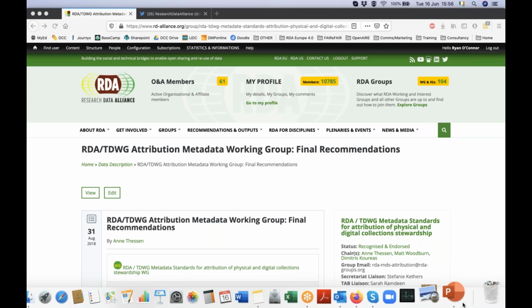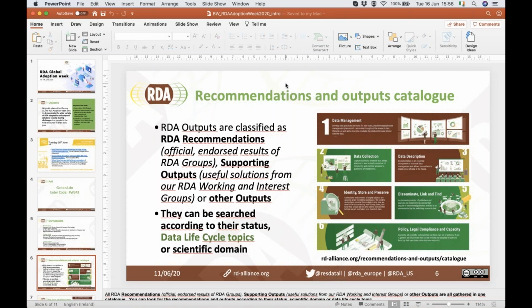I'll just quickly go over it. I wanted to tell our audience about the recommendations and outputs catalog, where they're all gathered. All the RDA recommendations, supporting outputs or other outputs are gathered into one catalog, and you can find this on our website. You can search for them according to their status, their data lifecycle topic, or their scientific domain. You will be able to see this in the slides as well once we upload them to the website.